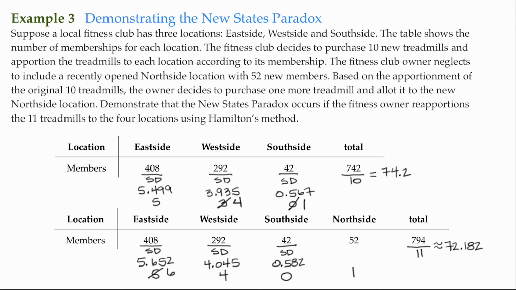So what has occurred is that 6 goes here, which originally had 5, and one is missing here, which was originally at the south side. So the east side gained a treadmill from the south side. And there's the new states paradox.